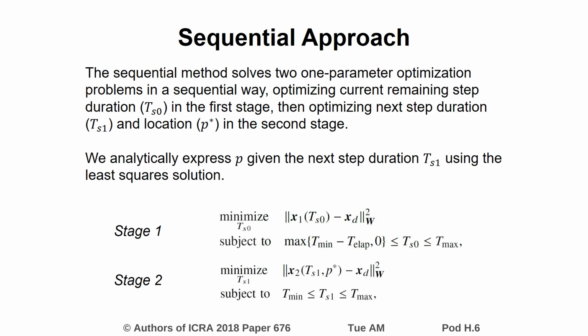For a sequential approach, we propose to separate the holistic three-parameter optimization problem into two one-parameter optimization problems. By doing so, we're able to reduce the computational time drastically. In the first stage, we determine the optimal remaining step duration t_0, and the resulting states from stage 1 are used as initial condition for the next stage. We then analytically express the step location p as a function of the next step duration t_1. In stage 2, we can then minimize the next step duration t_1 by using the previously obtained walking parameters t_0 and p.